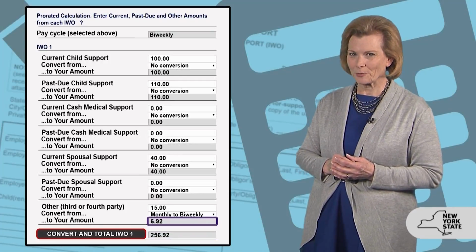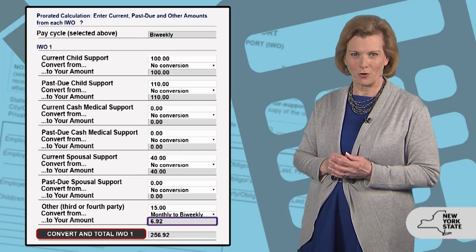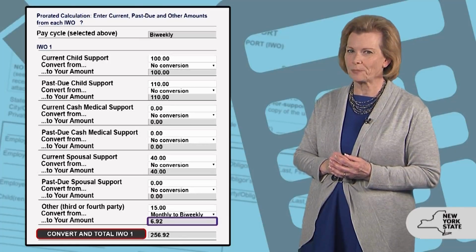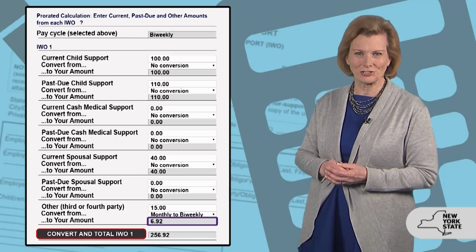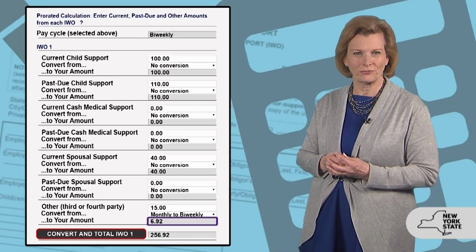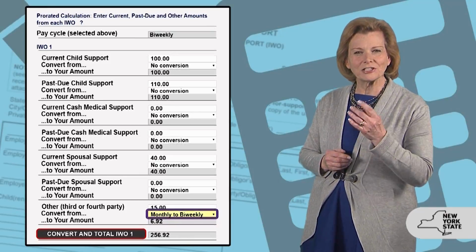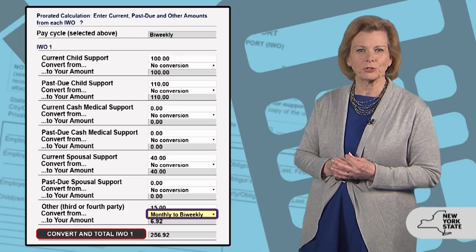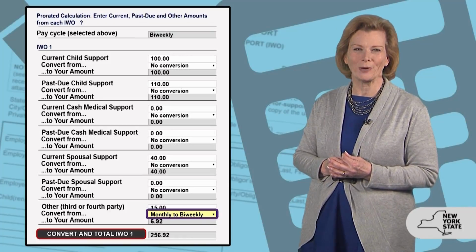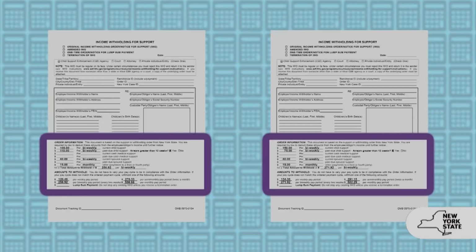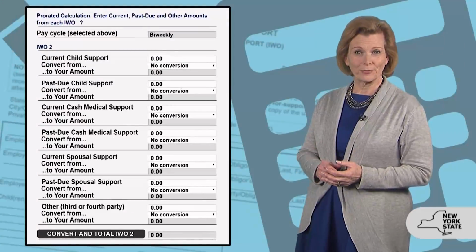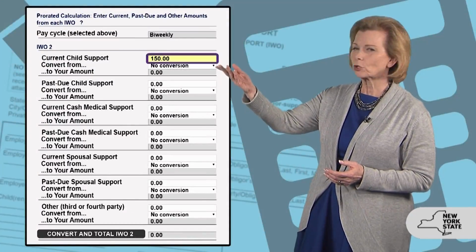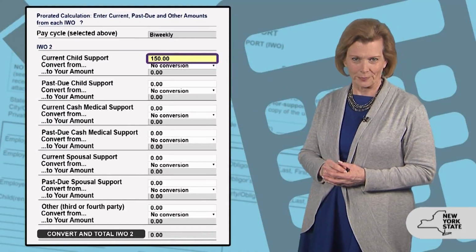Notice how the support amount for other third or fourth party at $15 with a payment frequency of monthly becomes $6.92 in the To Your Amount field on the calculator. This changed because we converted the pay cycle from monthly to biweekly. Now, we'll need to repeat these same steps for the second IWO. In this example, the current child support requires $150 biweekly.